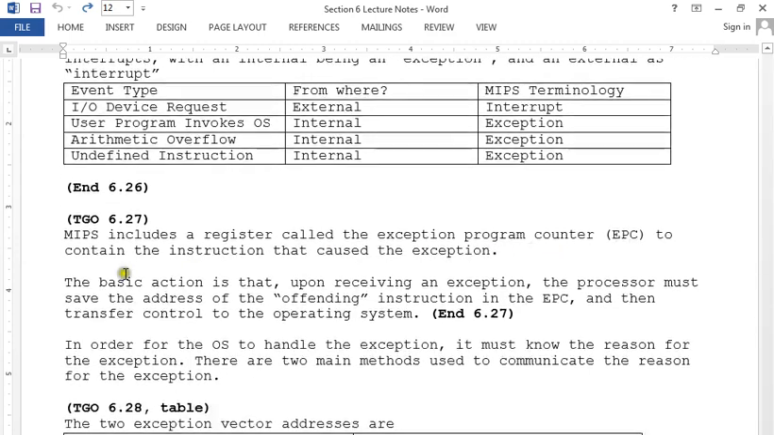So MIPS includes a register called the exception program counter to contain the instruction that caused the exception. So this is the instruction where things went bad, right here. That's one of your hex values that comes up on your blue screen of death. The basic action is, upon receiving an exception, the processor must save the address of the, quote, offending instruction in the EPC and then transfer control to the operating system.